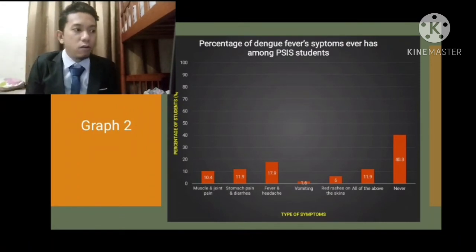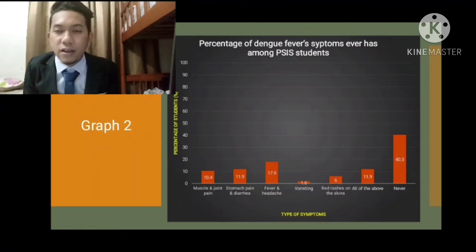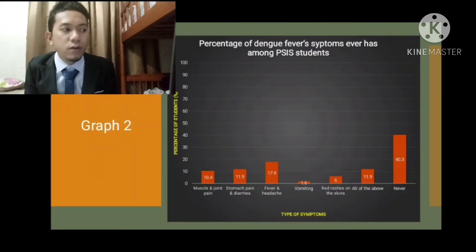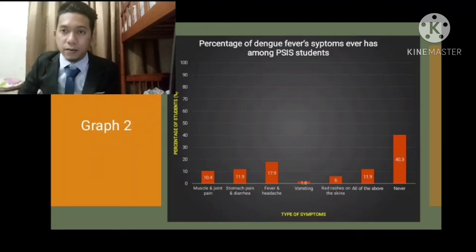Conclusion. It can be concluded that most of the 16 Psis students choose never for dengue fever symptoms, and vomiting is the lowest compared to others in this survey.